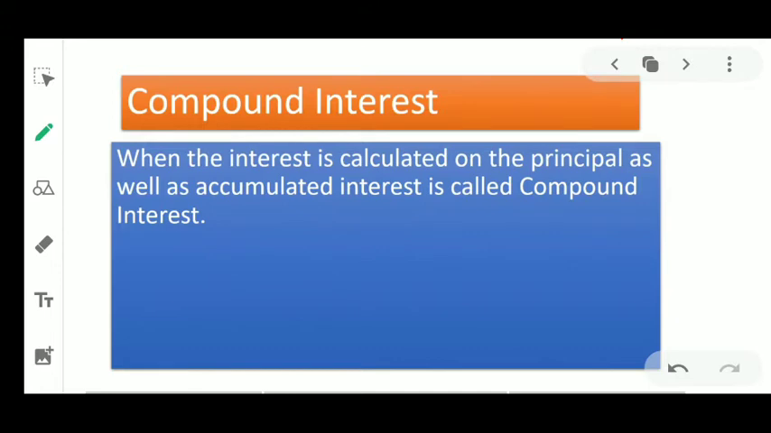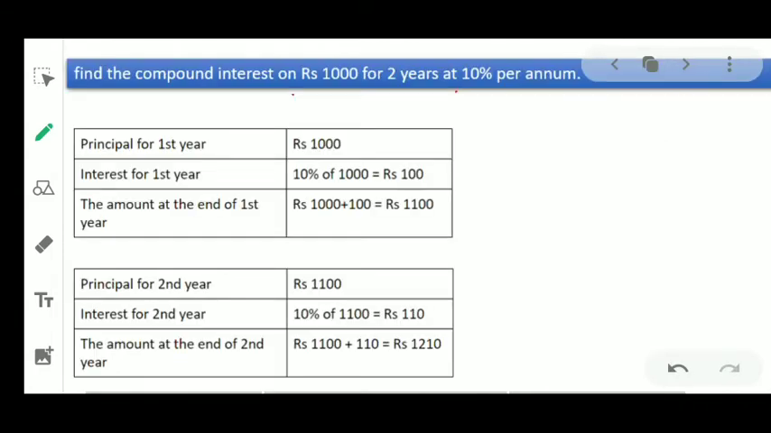Next we have compound interest. When the interest is calculated on the principal as well as the accumulated interest, it is called compound interest. So that is the definition of compound interest. Now we'll understand with an example. Find out the compound interest on rupees 1000 for 2 years at 10% per annum. Here the principal is 1000, time is 2 years, and rate of interest is 10% per annum.